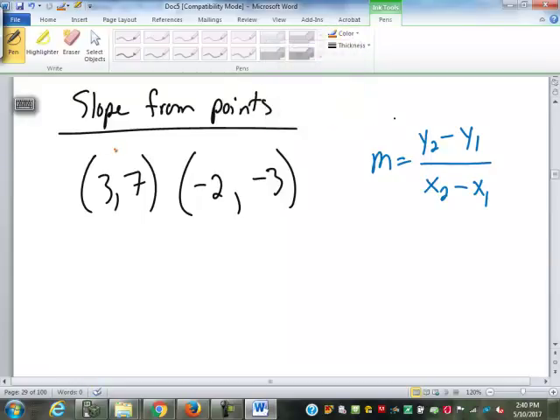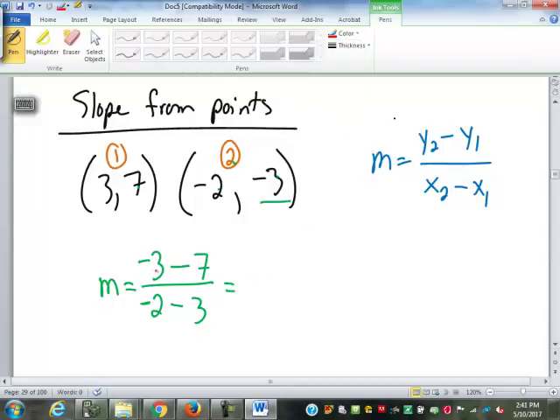So to do this, I label them point 1 and point 2. So my slope, what goes first up on top here? Negative 3. Yep, negative 3. y2 is the y coordinate, minus the 7. Good. On bottom, what goes first here? Negative 2 and then minus 3. Negative 2 is x2, and then minus 3 is x1. Good.